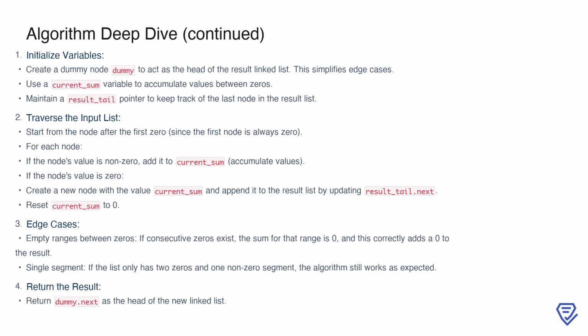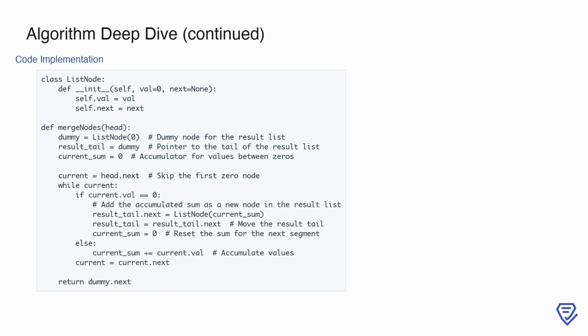After appending, we reset current_sum to 0 so that we can start accumulating values for the next segment. This approach naturally handles edge cases, such as empty ranges between consecutive zeros, as the accumulated sum for such ranges is 0. Even if there's only one segment between the two outer zeros, the algorithm will handle it seamlessly and produce the correct result.